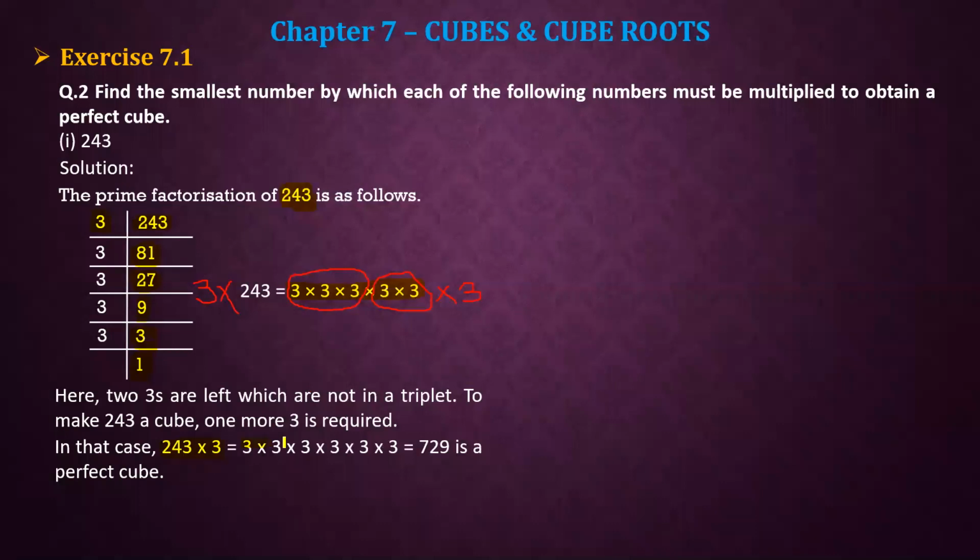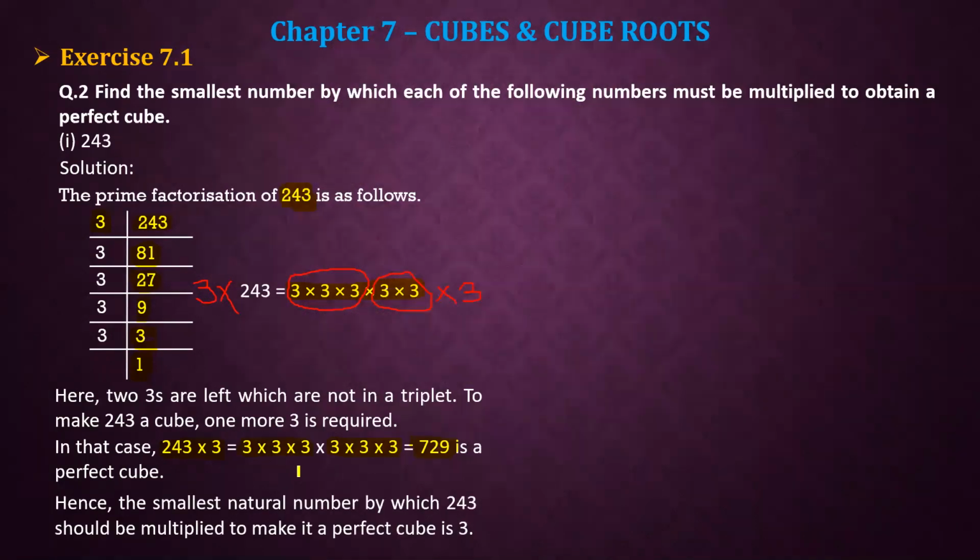Then the RHS will become 3 into 3 into 3, which is one triplet. The second triplet is again 3 into 3 into 3. After performing the multiplication, 243 into 3, we get 729, which is a perfect cube. So in conclusion, the smallest natural number by which 243 should be multiplied to make it a perfect cube is 3.